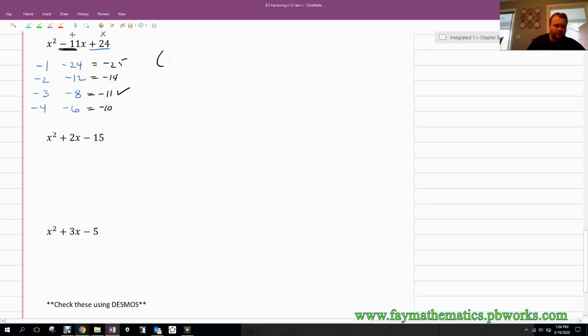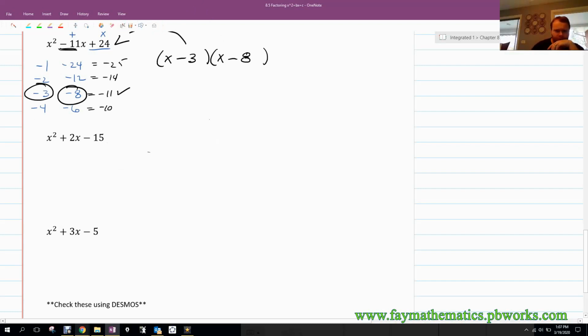Okay, so I'm going to rewrite this as x in that first part of my binomial, x here in my second part, and then those factors. So a minus 3 is there, and then a minus 8 is right there. If you were to FOIL that, you're going to find out that you get back to that thing right there.